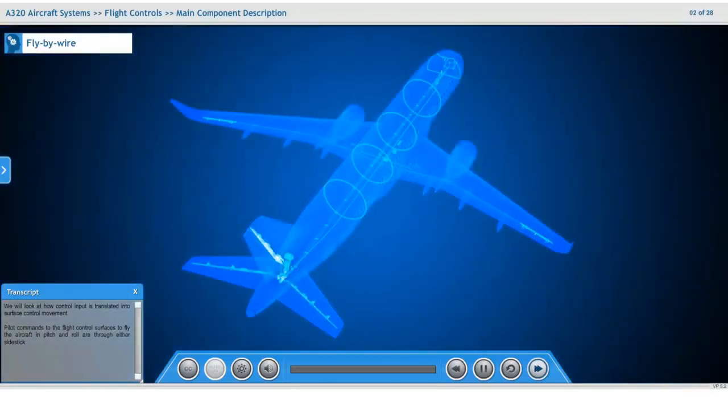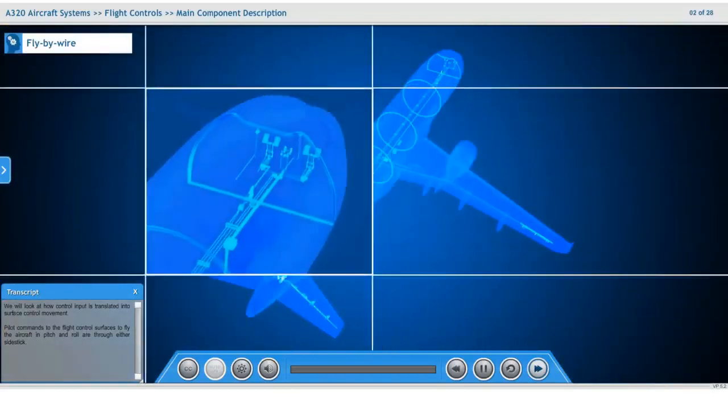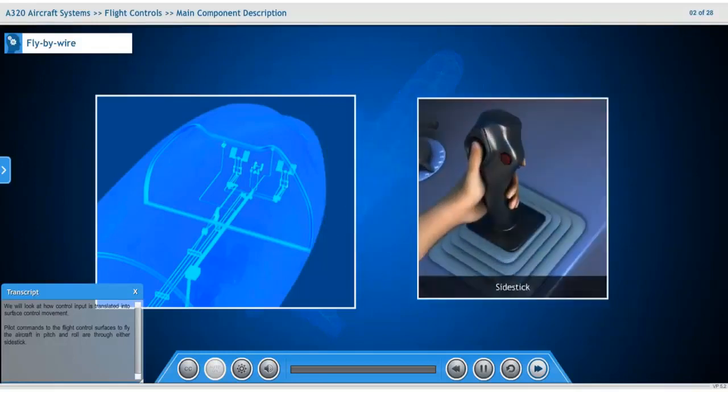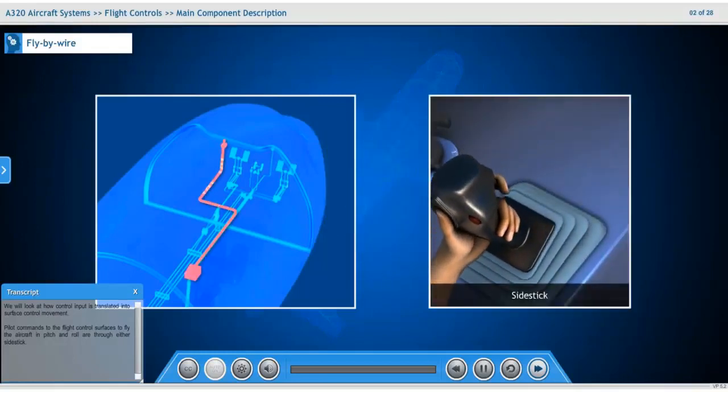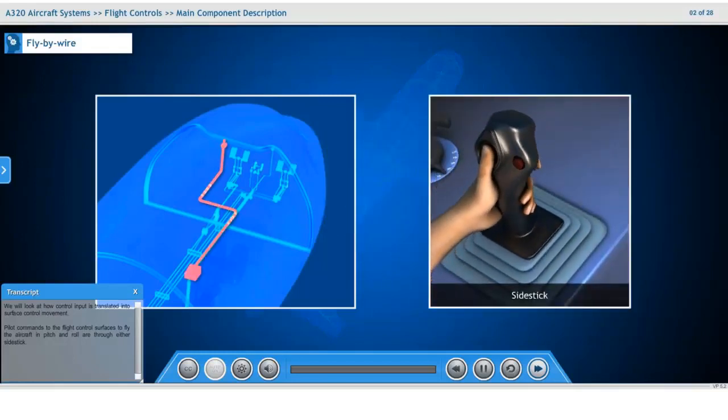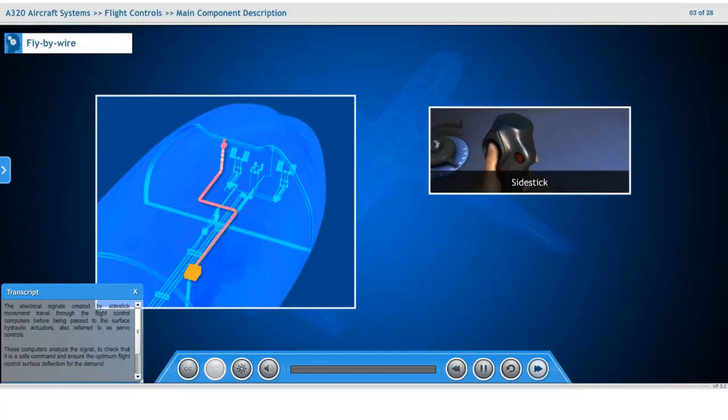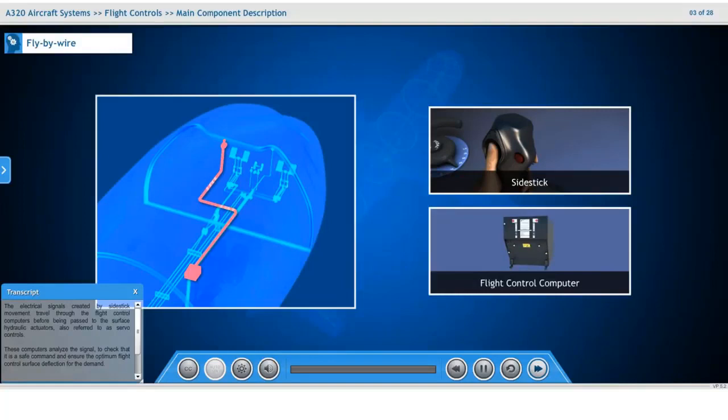We will look at how control input is translated into surface control movement. Pilot commands to the flight control surfaces to fly the aircraft in pitch and roll are through either side stick. The electrical signals created by side stick movement travel through the flight control computers before being passed to the surface hydraulic actuators, also referred to as servo controls.